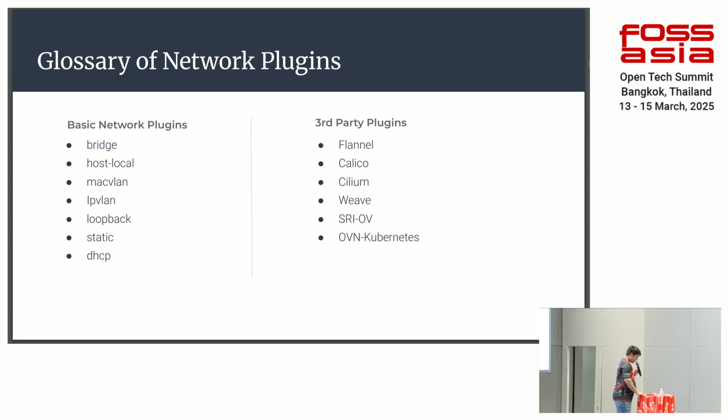And then there is Cilium. It uses eBPF at the backend for high performance. There is Weave for mesh networking. There is OVN Kubernetes, called Open Virtual Kubernetes, to provide advanced networking features. And then there is SRIOV for improved, high performance. Again, this is not an exhaustive list. There are many more open source CNI plugins coming up in the market.